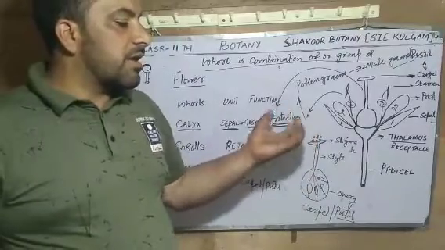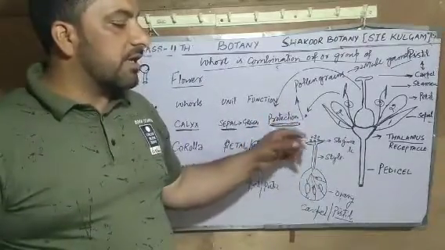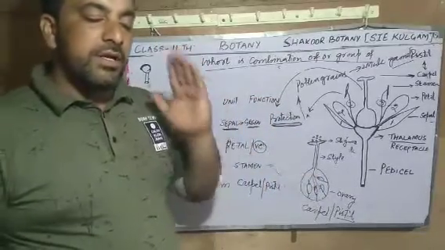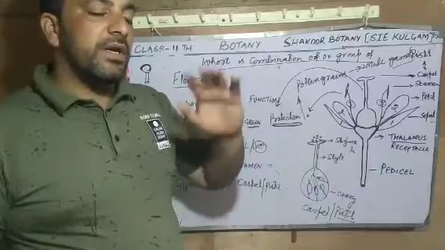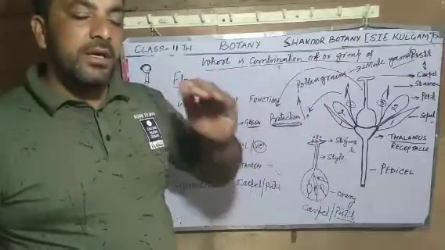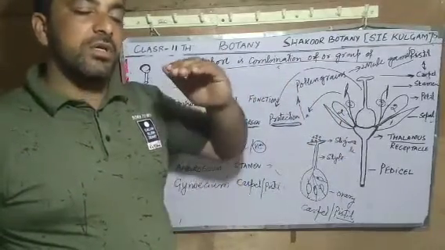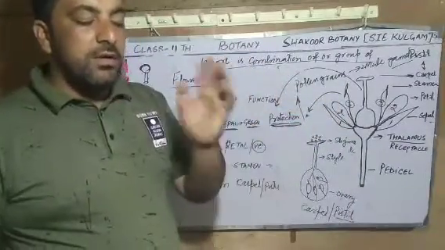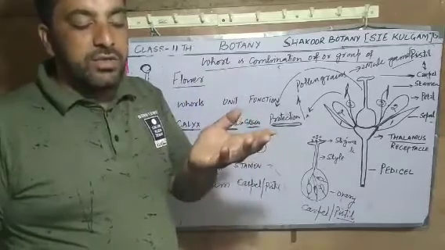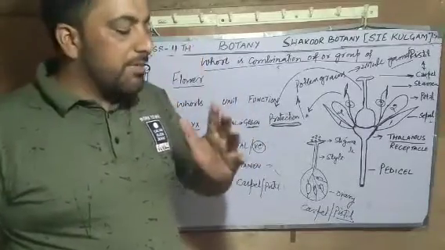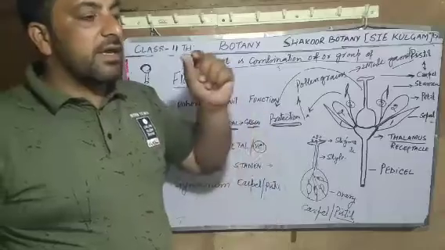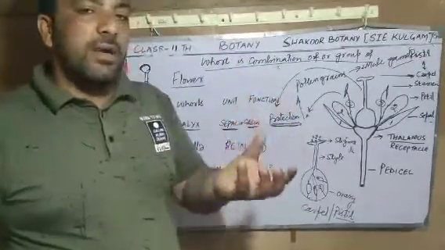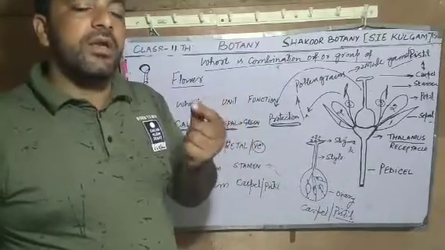ये रिसीव करता है, पोलन ग्रेन्स इसी के ऊपर लैंड करते हैं. और दूसरी बात, पोलन ग्रेन्स जब इसके ऊपर लैंड करते हैं, those pollen grains germinate. How they germinate, that is not our today's topic. That we will discuss in reproduction, embryology in class 12th. रिप्रोडक्शन इन फ्लावरिंग प्लांट्स हमारे पास एक यूनिट है क्लास 12th में, वहां पे हम डिस्कस करेंगे. फिलहाल आप ये इतना याद रखेंगे, stigma is the receptive site. It receives pollen grains. It is the place where these pollen grains germinate.